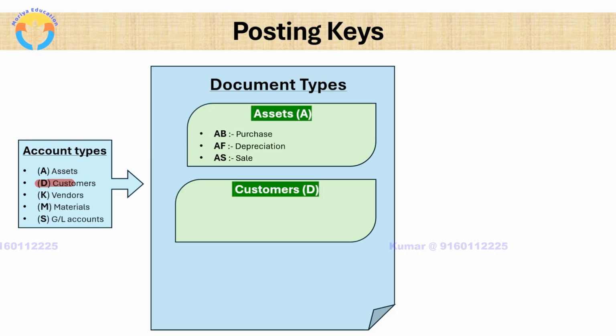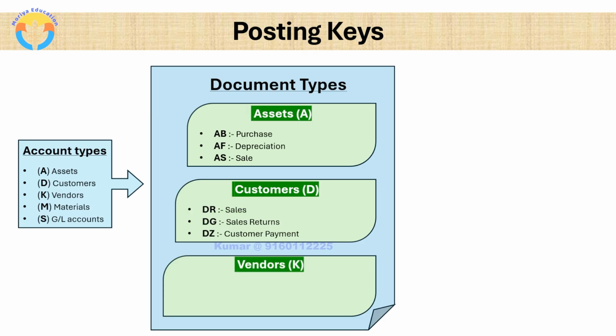And if I take the account type customers, for example, we have one customer. This is account type customer. When we see customer, we do sales. We sell goods to the customer. At the time of sale, the document type is DR, let it be any customer. And for sales returns, for example, DG. The same customer returning back the goods, it is DG. The same customer is making the payment, DZ.